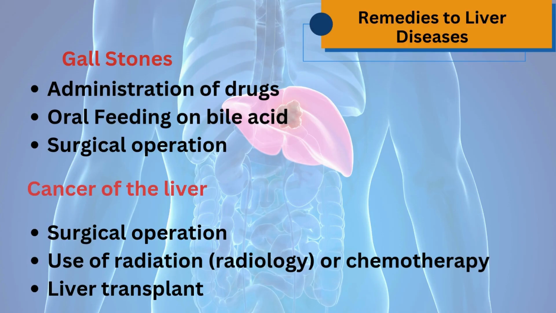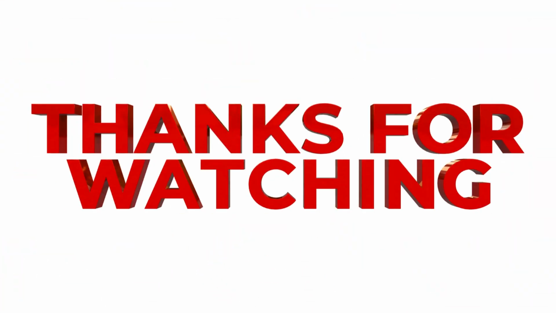Remedies to the cancer of the liver. Surgery can be performed if the cancer is detected early in life. The cancer can also be destroyed by the use of radiation, a process called radiotherapy, or chemotherapy. Liver transplants may also be carried out if the liver is totally damaged.